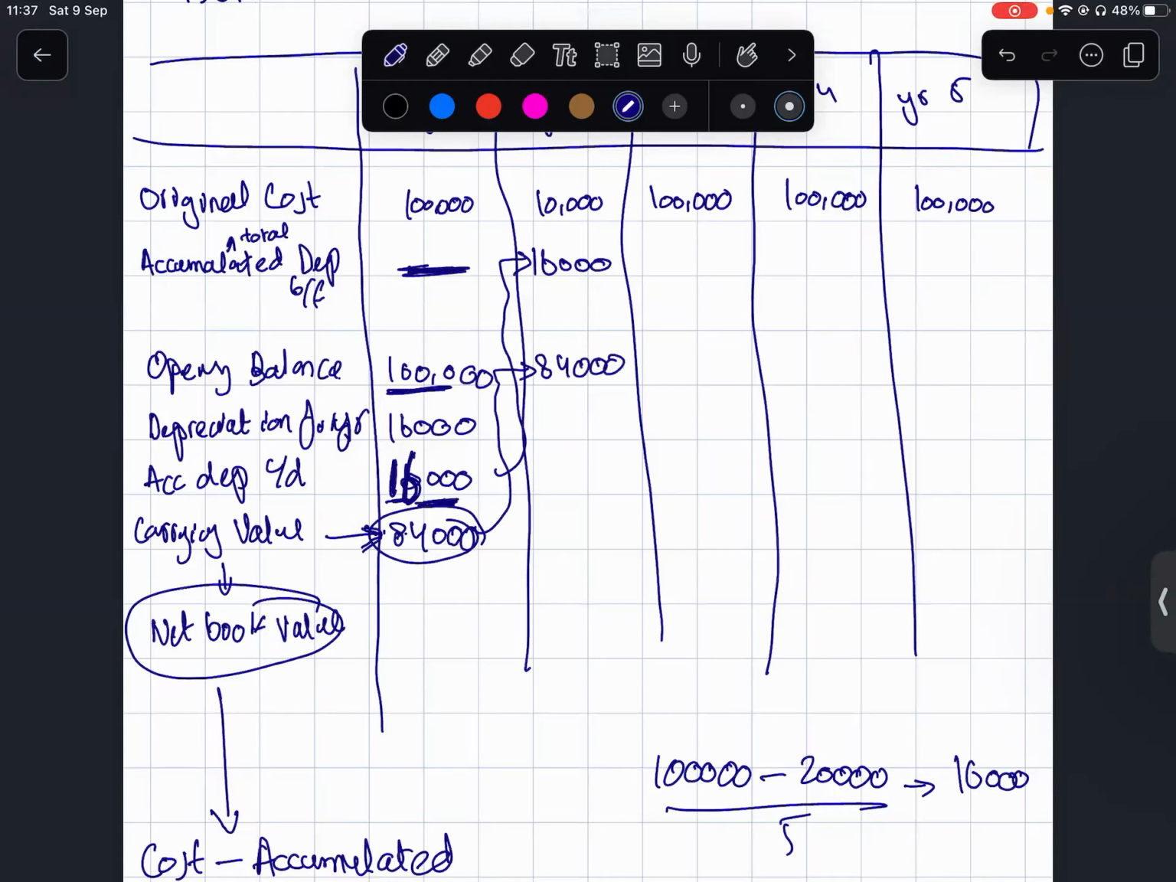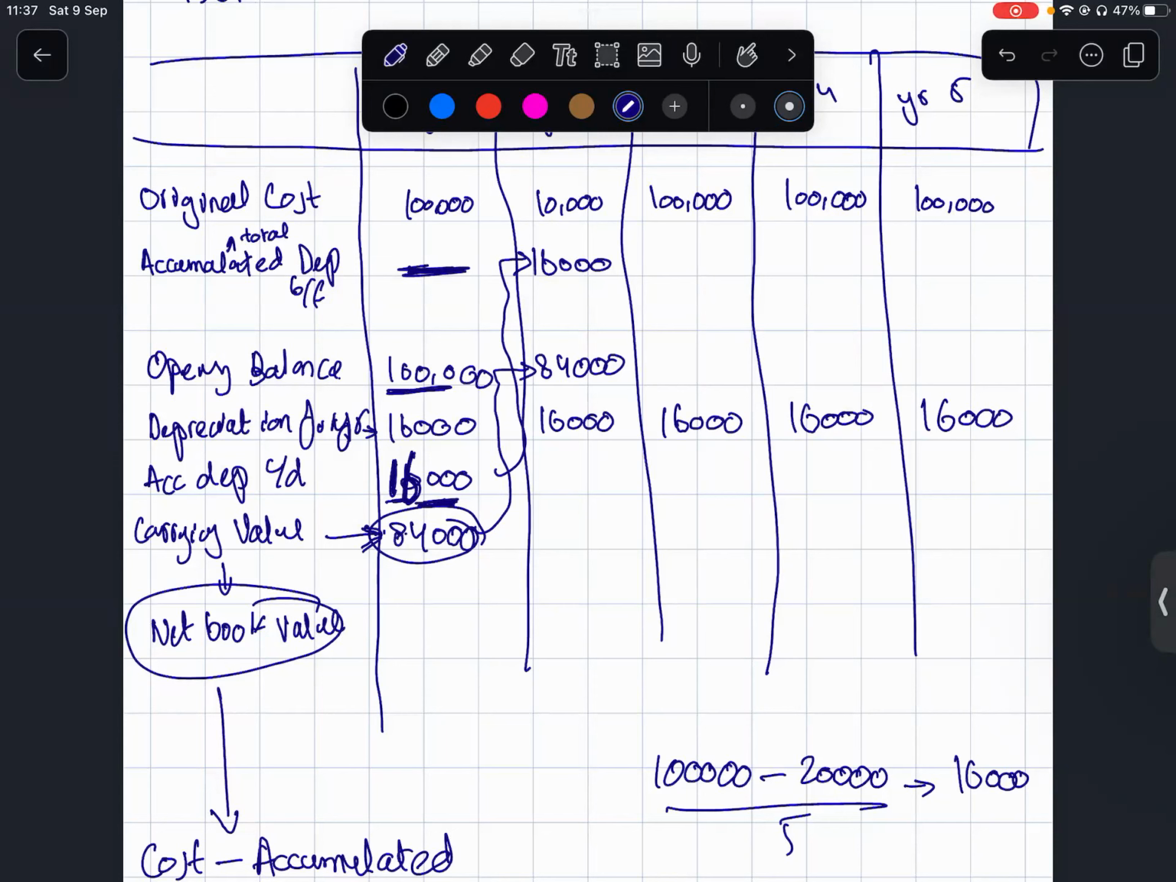This will become the opening balance of year two, which is 84,000. Depreciation for the year, as this is the straight line method, would still be the same, 16,000. It will stay the same, 16,000, as we're using the straight line method. Okay, so 84,000 was the carrying value. You subtract here now.